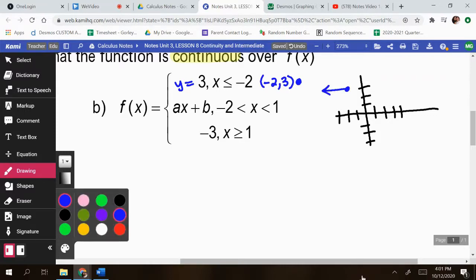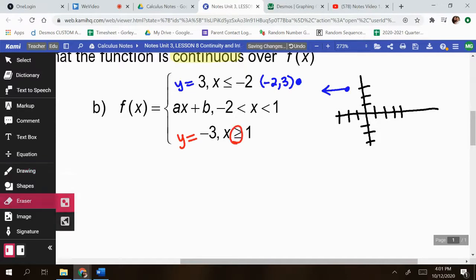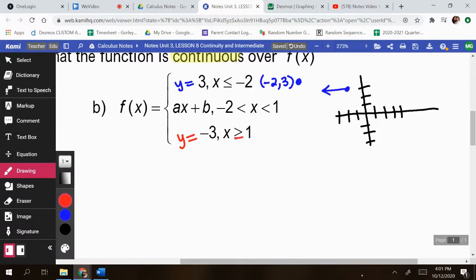Okay. I also know what this function is down here. This is another horizontal line, y equals -3, but we're only going to use that horizontal line when x is greater than or equal to 1. Again, I see that greater than or equal to sign, so I know there's a closed dot at 1, -3. Okay, so there's that, right? The y values are -3 when x is greater than or equal to 1.